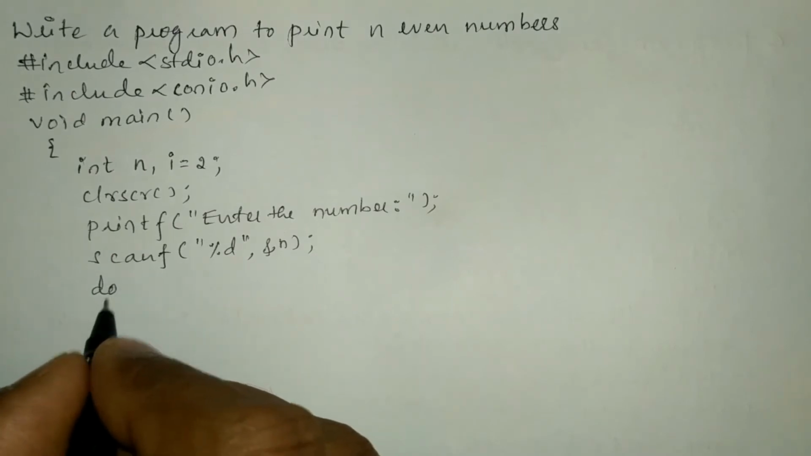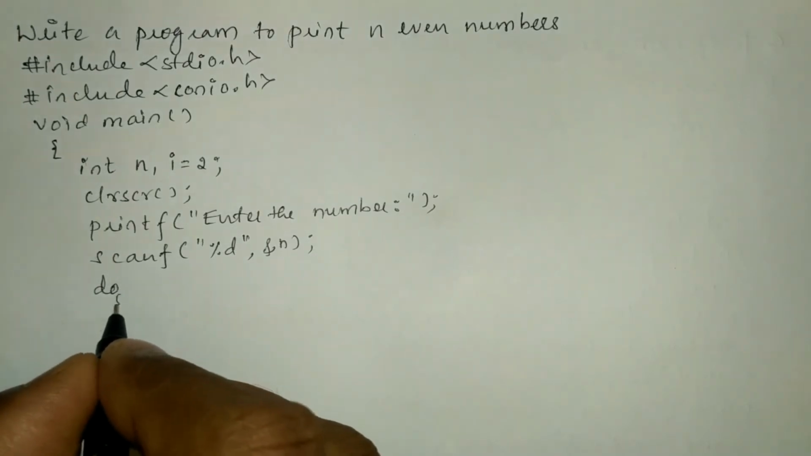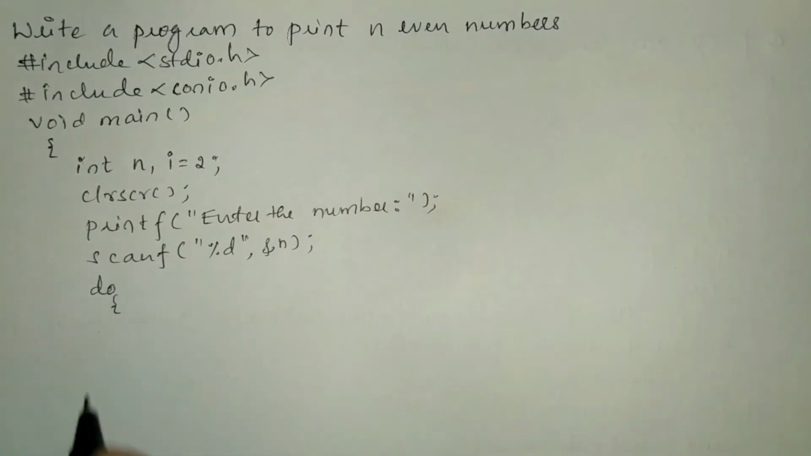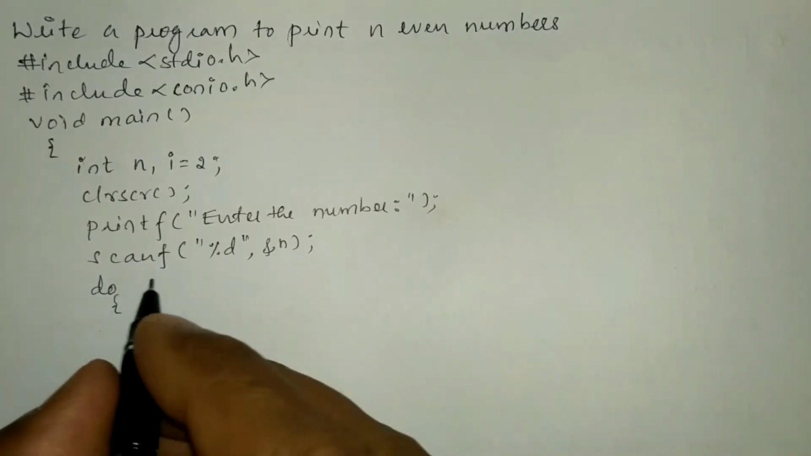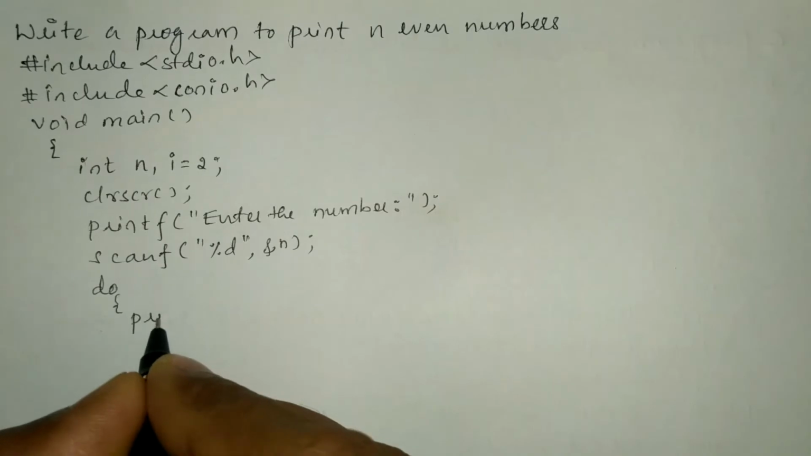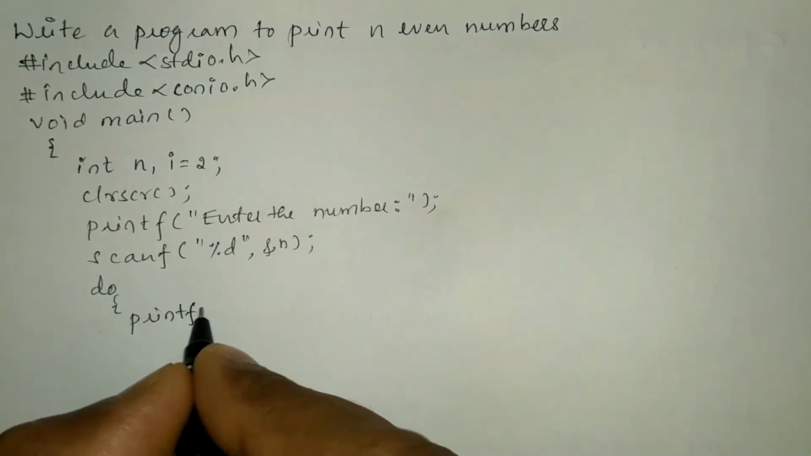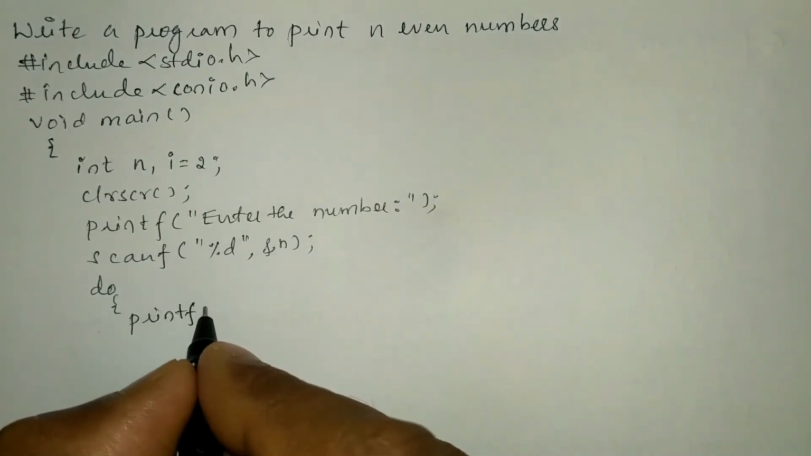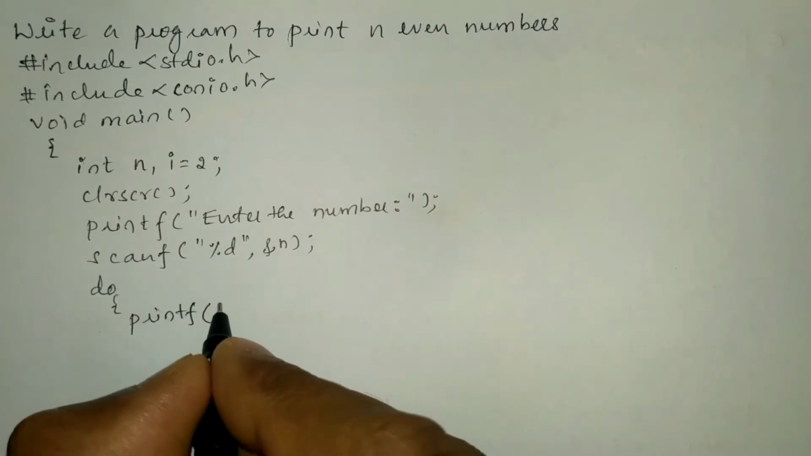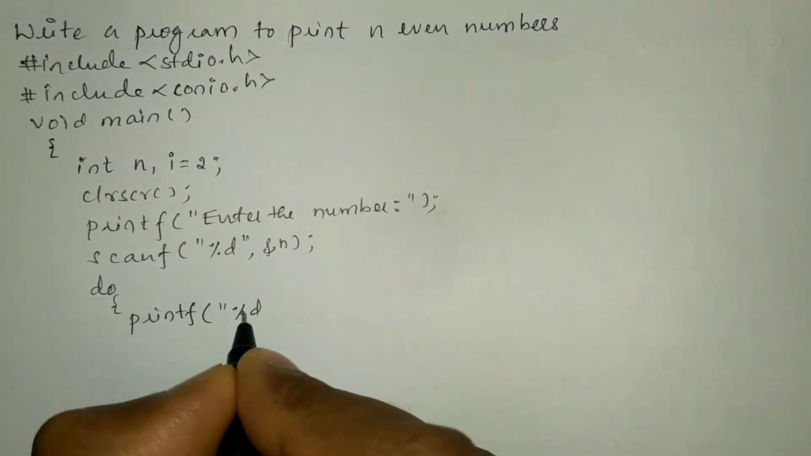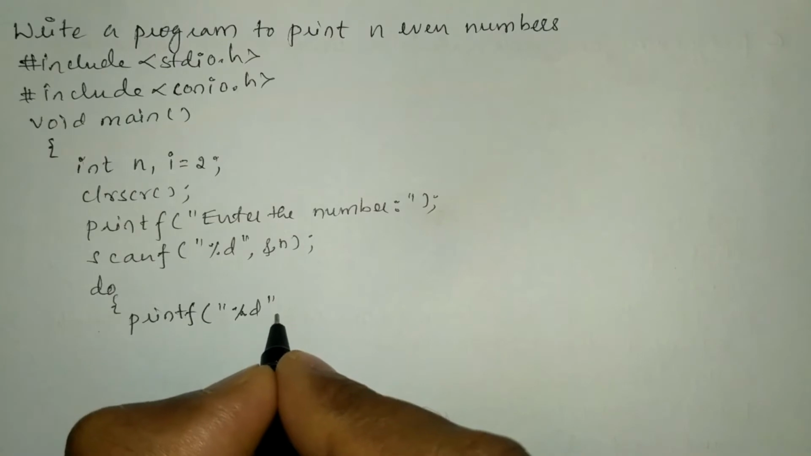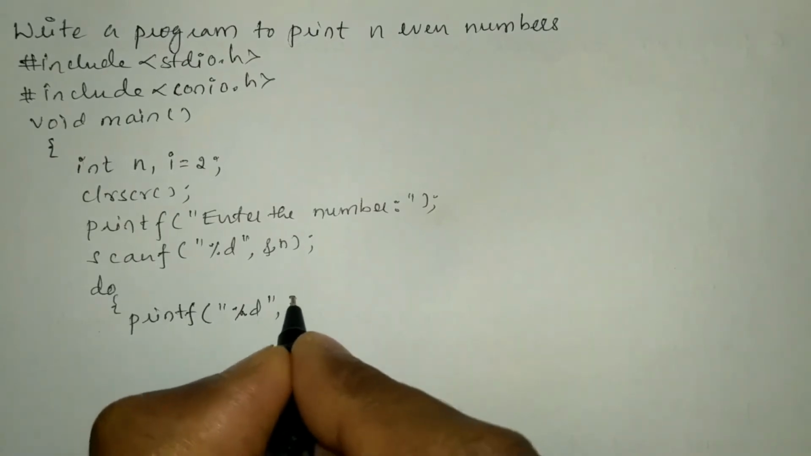Here we are going to use the do while looping construct. Do is a keyword, it should be written in lowercase letters only. Curly open brace indicates the beginning of the body of the do while statement. Now we are going to print the value of i. So here I'm going to write printf. In a double quotation mark we'll write the format specifier %d, end the double quotation mark, put comma, and then i.